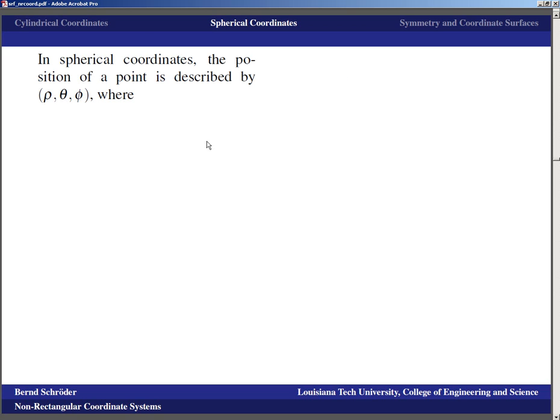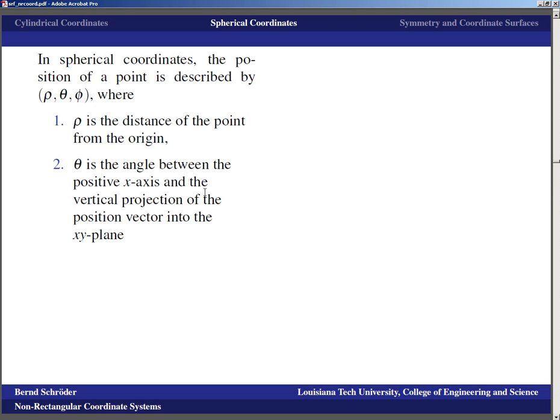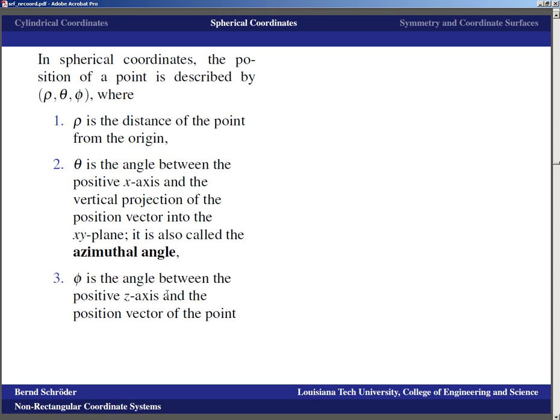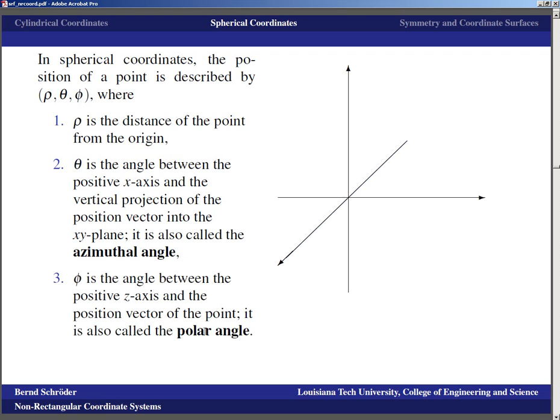And, well, that means now in spherical coordinates, the position of a point is described by rho, theta, and phi, where rho is the distance of the point from the origin, theta is the angle between the positive x-axis and the vertical projection of the position vector into the xy plane. So theta is the angle that we know from cylindrical coordinates, and it is also called the azimuthal angle. And phi is the angle between the positive z-axis and the position vector of the point, and that is also called the polar angle. And, well, here is the picture one more time, a right-handed coordinate system, x, y, z.